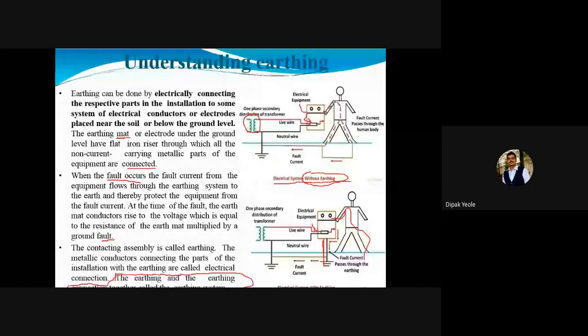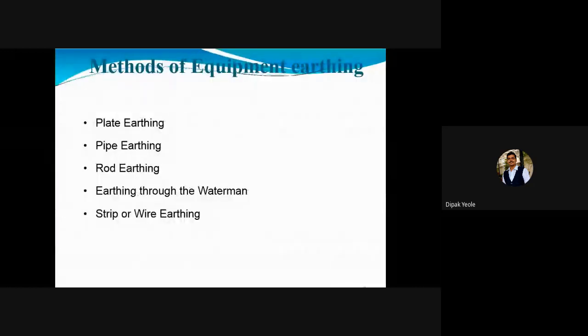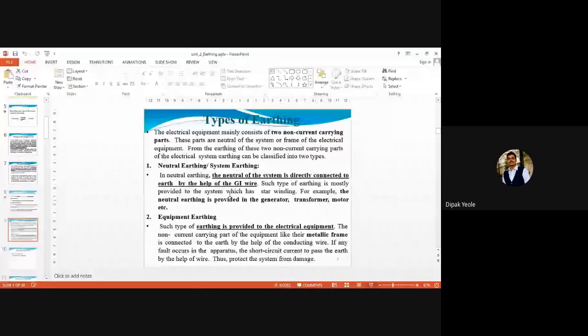Yes, so I hope you understood this point of the earthing. Yes, tell me once in the chat box whether you have understood or not, so that we will discuss methods of equipment earthing and we will stop over here. So you can put in the chat box if you have understood or if you have any doubt related to this, you can ask me. Okay, so we will discuss this point and we will stop over here.